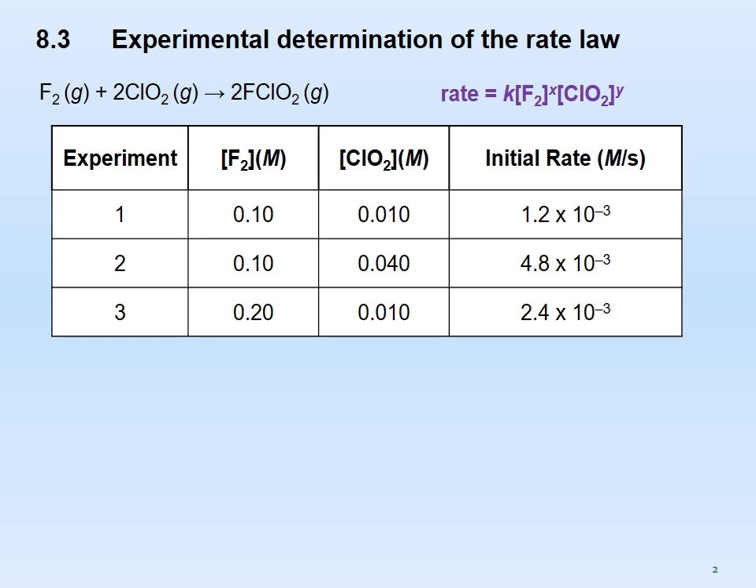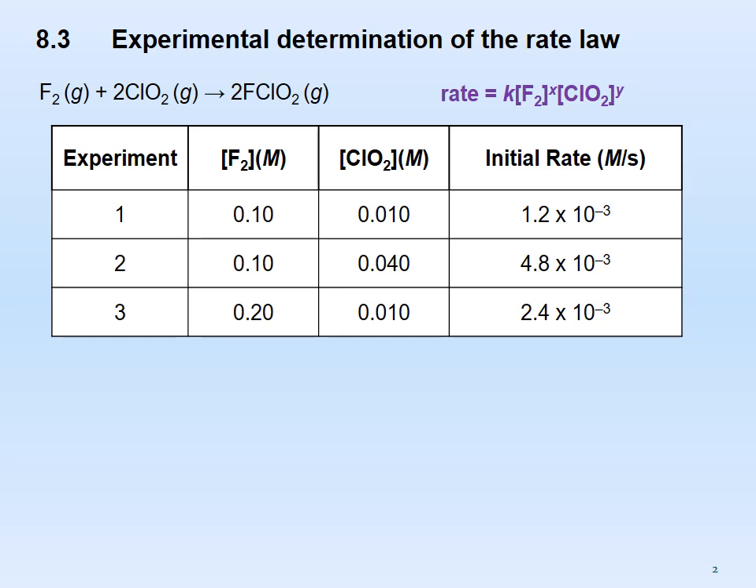Let rate be equal to the rate constant k times fluorine concentration raised to the power x times chlorine dioxide concentration raised to the power y, where x equals the order of reaction with respect to fluorine concentration and y equals the order of reaction with respect to chlorine dioxide concentration. We need to find the values of x and y, but how?